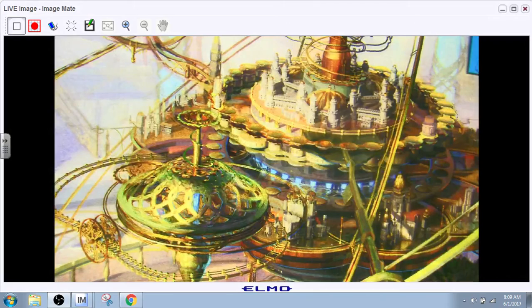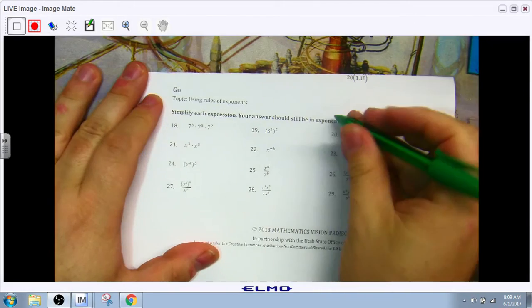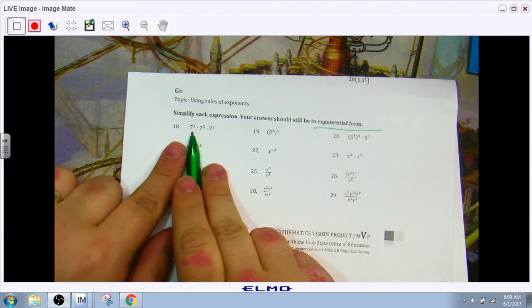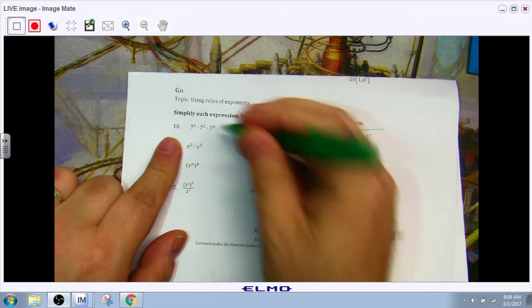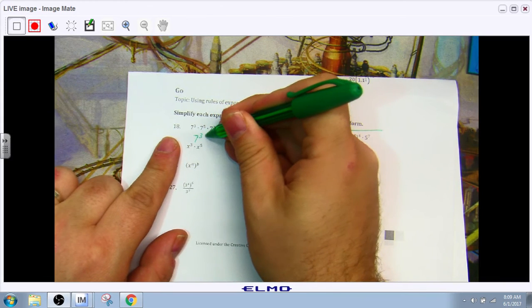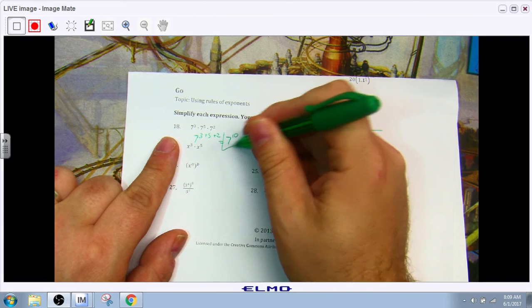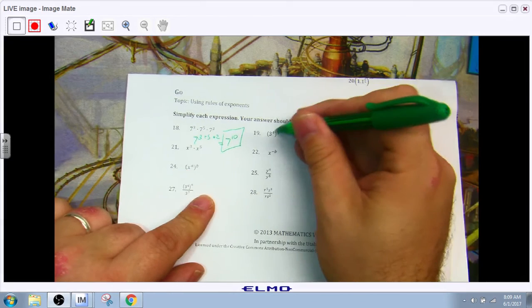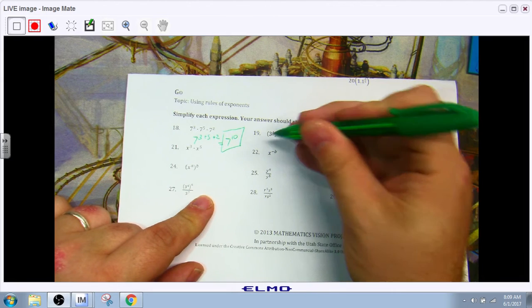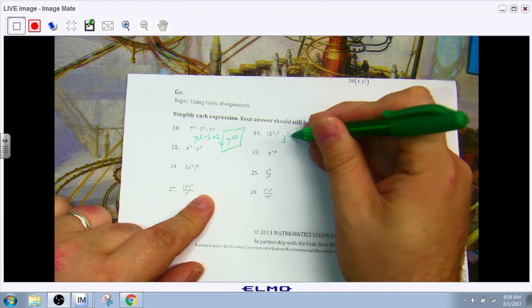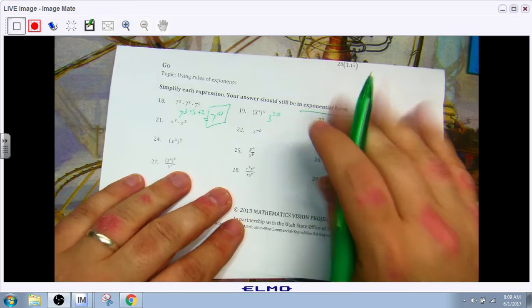Let's go to the next one, where it's asking us to simplify into exponential form. So 7 to the third, 7 to the fifth, 7 to the second. That's going to be 7 to the 3 plus 5 plus 2, which is 7 to the 10th power. Here we have 4 being raised to the 5th power. That means we multiply, so this is 3 to the 20th. Let's just jump to another problem.